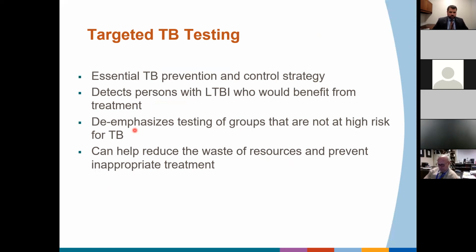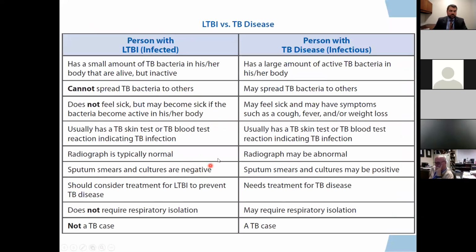If you test a low risk population and you have a positive, it's probably a false positive. So if you test patients for the flu in summertime, that's kind of a low risk, and if you have a positive, it's most likely a false positive. But if you have a flu outbreak and you're testing patients and you get a negative, then it's most likely a false negative, right? So you want to make sure that the population you're testing fits the reason to be testing them, and it can help reduce the waste of resources and prevent inappropriate treatment. So you want to make sure that the patients you're testing are appropriate to be tested in the first place.